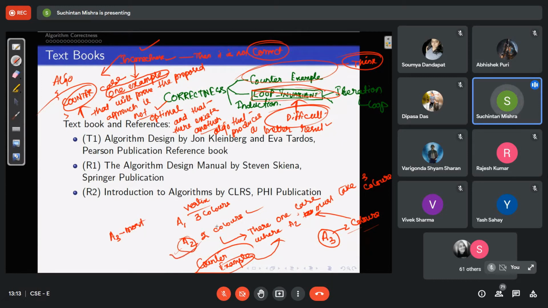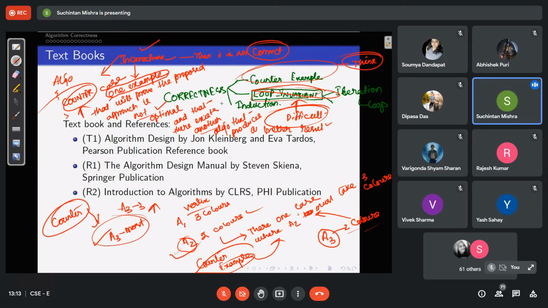Why? Because there is one case where A2 failed, but we have not found such a case for A3 yet. Of course, you can find a counter example if it exists for this algorithm also, and then you can prove that yes, A3 will also take 3 colors for a certain graph, for a certain example, for a certain case. So all these things are comprised of your counter example.